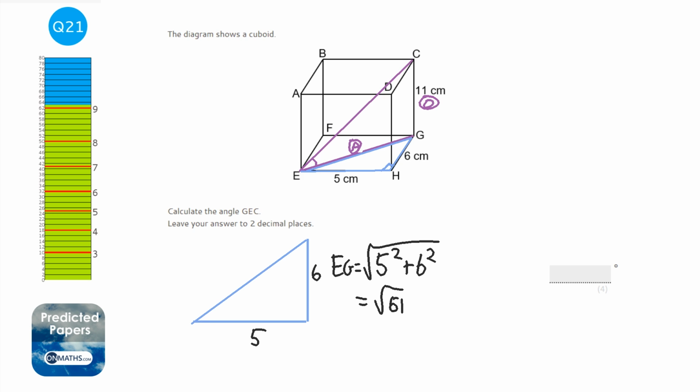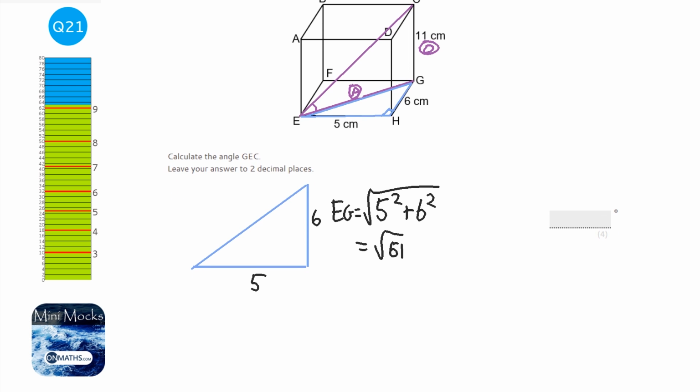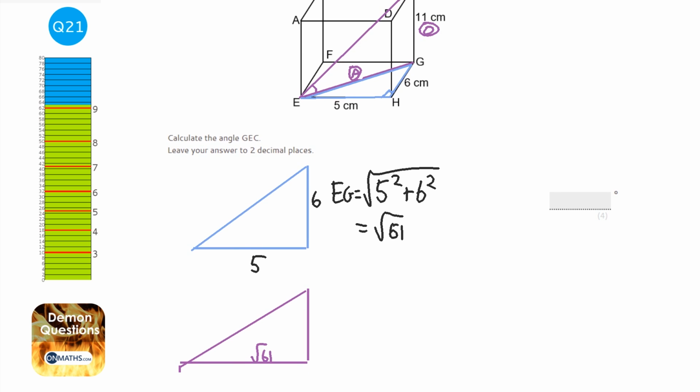Okay, so the next thing to draw is the right angle triangle, the purple one that we've got on the diagram. So let's start drawing that. Okay, so we've got A at the bottom, which we now know is root 61. Let's scroll down a bit. And the height is 11. And we're looking for this angle here. And we can call this angle X, why not?